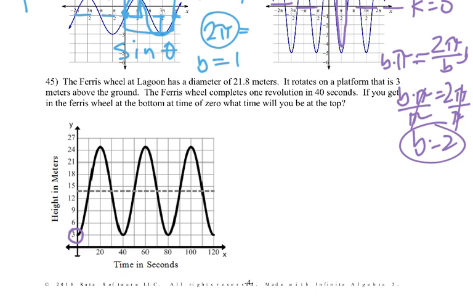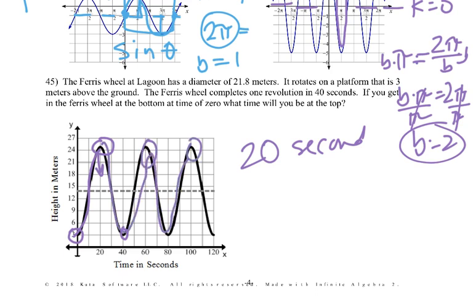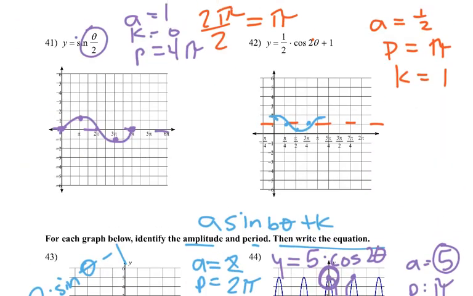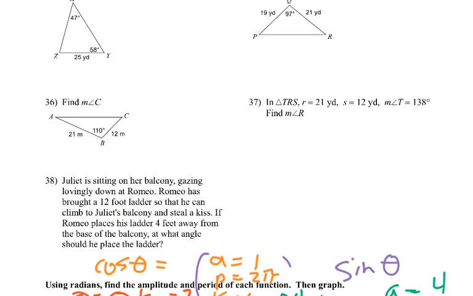So we want to know, if we start out there, how long until we get to the top? Well, it completes a revolution, one period, in 40 seconds. So if we follow that till we get to the highest height right here, it would be 20 seconds. And then if we went around again, it would be at 60 seconds, and again, 100 seconds, and so on. But the quickest we would be at the top would be 20 seconds. Alright? Okay, now let's jump back and take a look at these guys.